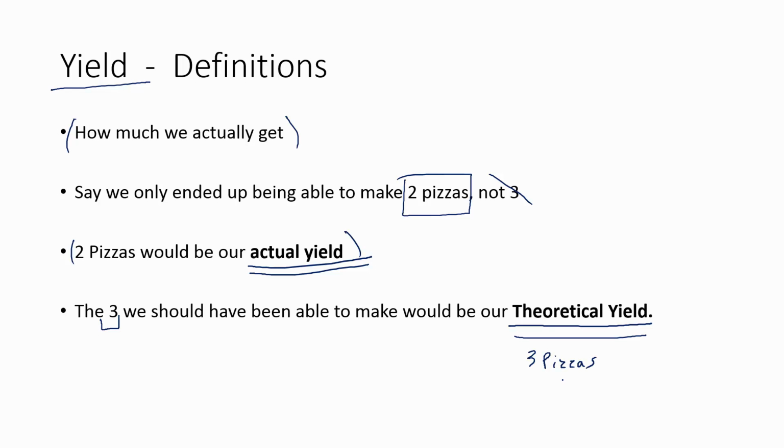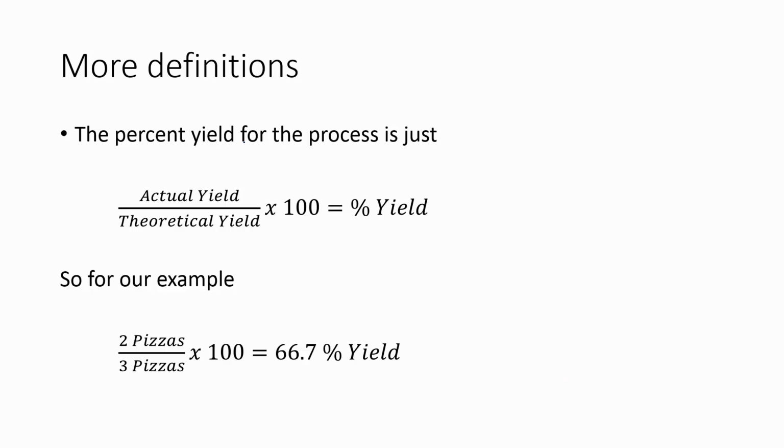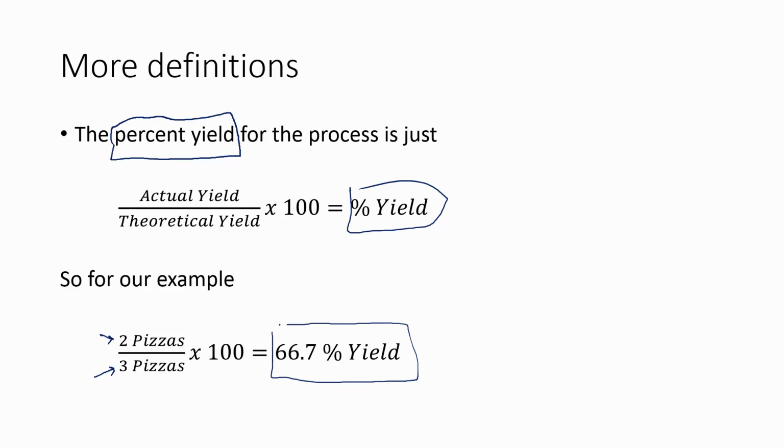Well, using that information, we can look at the percent yield for this process. It's just the actual divided by the theoretical times 100, and that's the percent yield for that reaction. So if we got 2 pizzas and we theoretically should have gotten 3, 2 divided by 3 times 100, our yield of pizza was about 2/3, 66.7%.